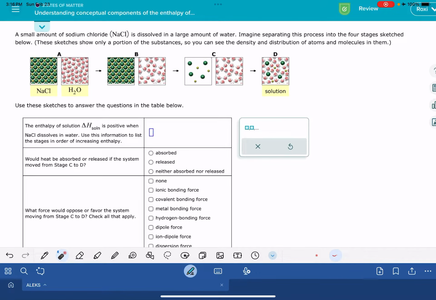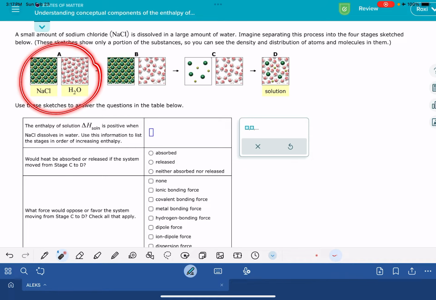In this video, I'll show you how to solve the ALEKS problem called Understanding the Conceptual Components of the Enthalpy of Solution. This is a pretty tricky problem, so buckle up. I am going to walk you through the solution for this very specific version of the problem, and as we go through this solution, I'm going to be talking about the different variations of the problem, and I'll hopefully be giving you enough information that you'll be able to be successful no matter which version of the problem you get.